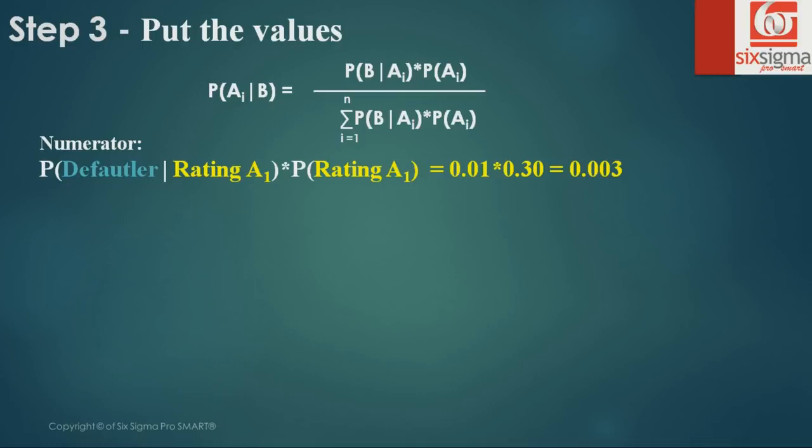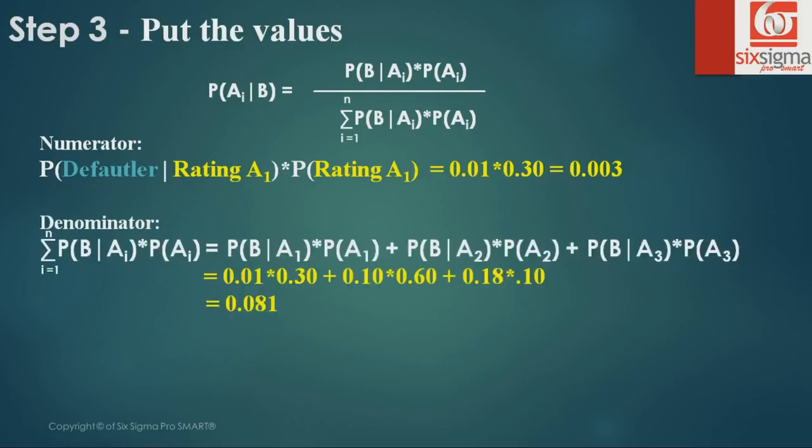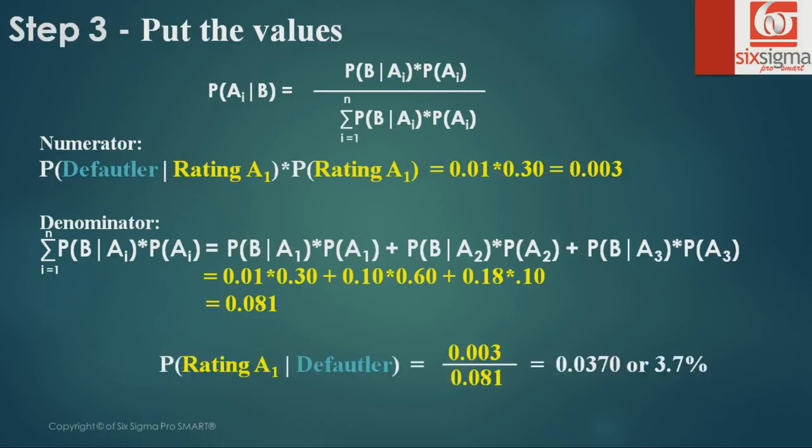What should be the numerator? This comes from equation 1, probabilities which are already given to us. What is the denominator? It is nothing but the probability of being a defaulter. And in how many ways one could have become a defaulter is an intersection of defaulter with A1, A2, and A3. And finally, all we have to do is take a ratio of the numerator and denominator, and we arrive at 3.7%.